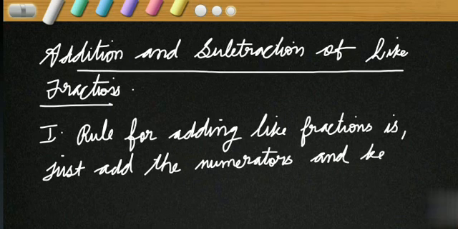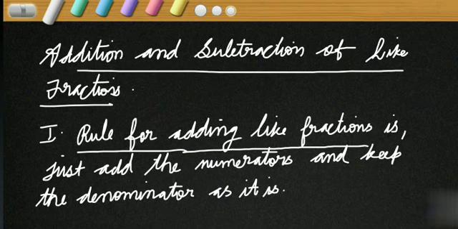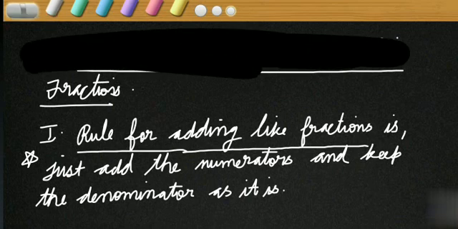Yes, keep the denominator as it is. Just add the numerators and keep the denominator as it is. Got it? Rule for adding like fractions is what? Yes, just add the numerators and keep the denominator as it is. So let's write some examples.